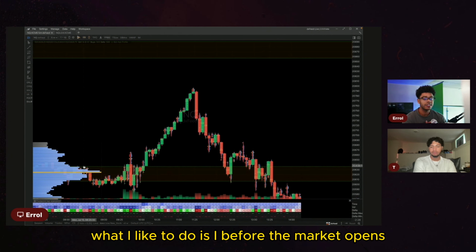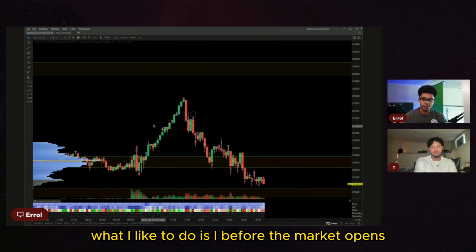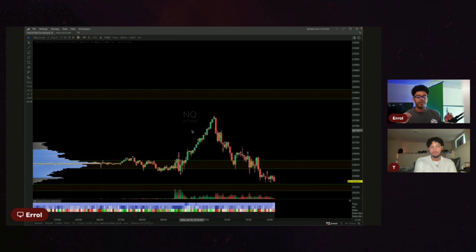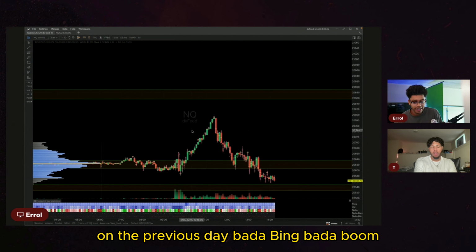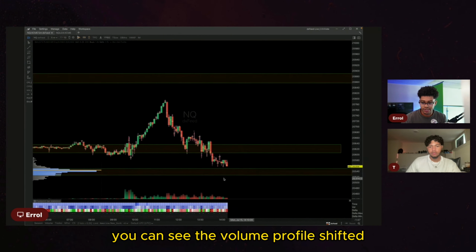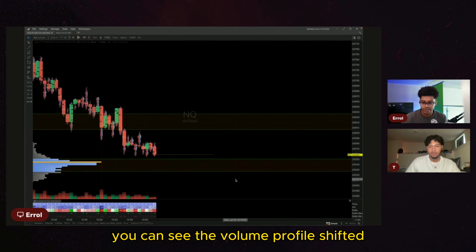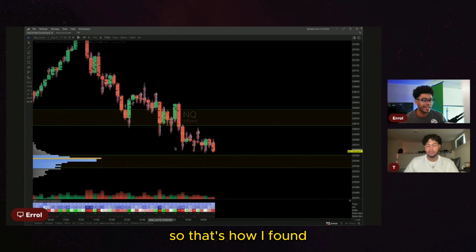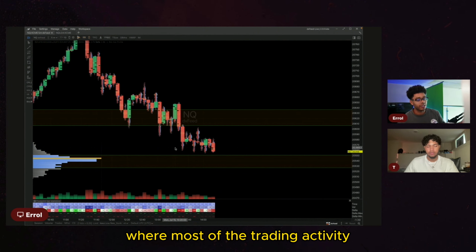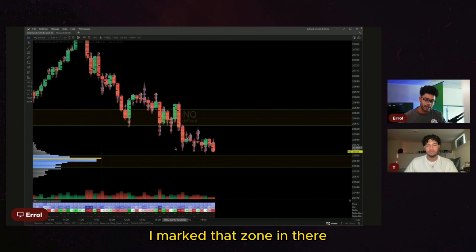So anyways, what I like to do before the market opens is draw out the area where the average volume was traded on the previous day. Bada bing, bada boom. You can see the volume profile shifted, and I drew the area where most of the volume was traded from the previous day. So that's how I found where most of the trading activity occurred on the previous day. I marked that zone in there.